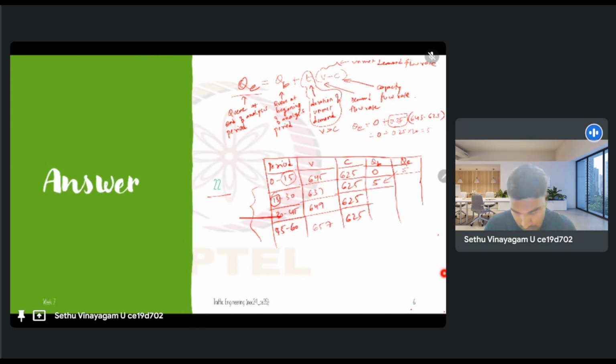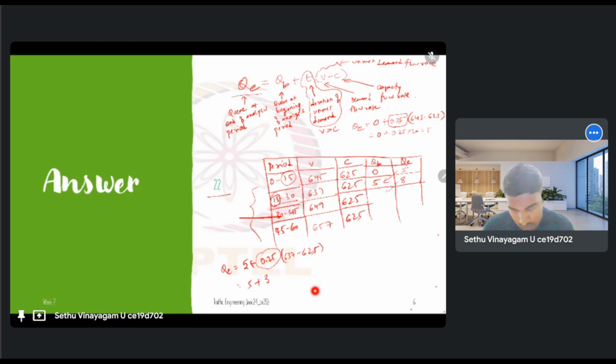So for the second period, QE will be 5 plus. The duration where V is greater than C is the whole duration, right? For this whole 15-minute duration, our V is higher than C, so that's why we are taking the whole analysis period as the T. So multiplied by again 637 minus 625. This will be 5 plus 3. Therefore, the Q at the end of the second analysis period is 8.